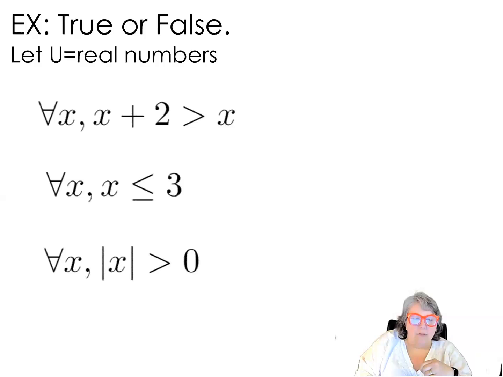For all X, the absolute value of X is greater than 0. And that is clearly false. Sometimes there's just one that's going to screw you up. If X equals 0, that statement's not true. So the whole statement is false.